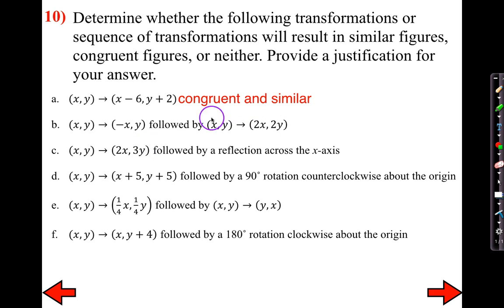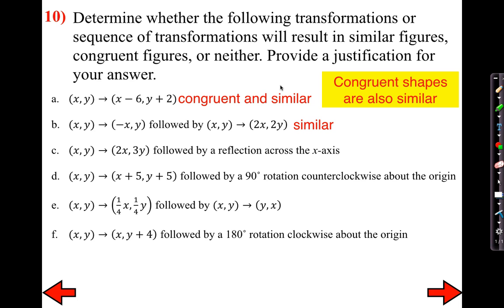B, here we have 2x, so double the x, double the y. This is definitely a dilation, and for those reasons, I'm going to say that they will be similar. This one here, 2x comma 3y, this one, first of all, is not a dilation. Remember, whatever happens to x needs to happen to y. And so for this reason, it's not a dilation. It's definitely not a reflection, a rotation, or a translation. So I'm going to say it's neither.